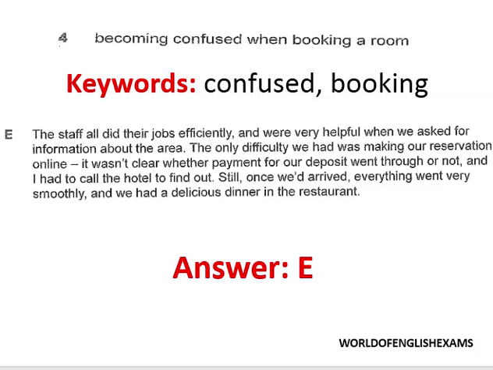So here they are telling that booking or reservation, both of them are synonyms. So making our reservation online, it wasn't clear. So that means that they were confused, isn't it? So something which is not clear means that it is confusing. So it wasn't clear whether payment for our deposit went through or not, and I had to call the hotel to find out. So this is the confusion. Hence the answer lies in paragraph E.